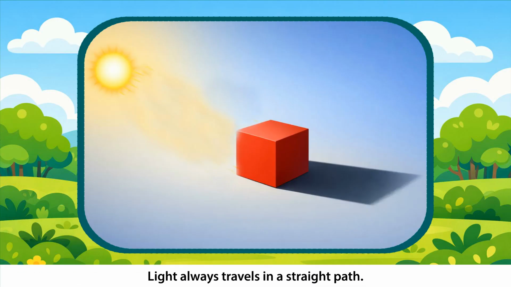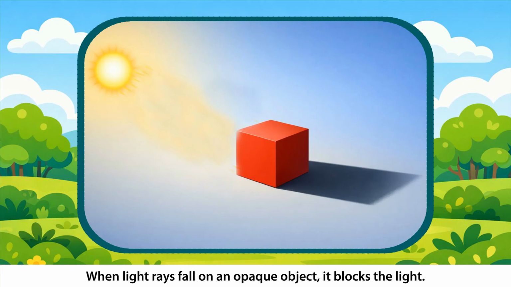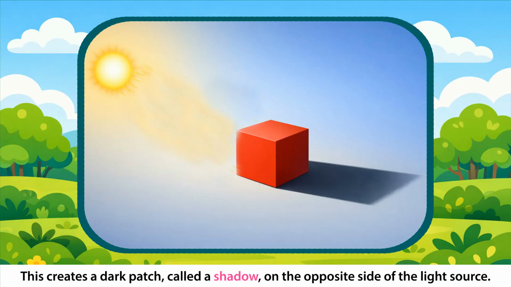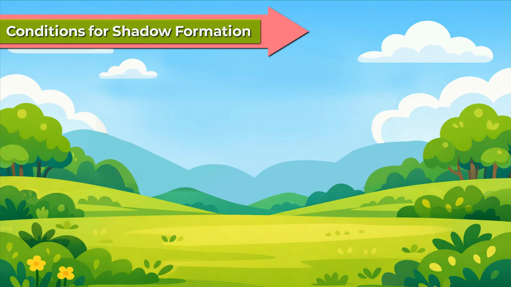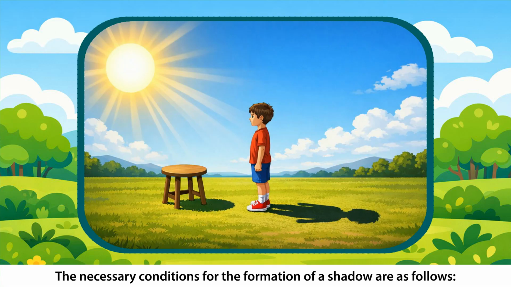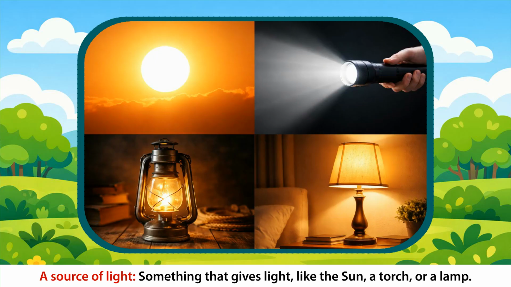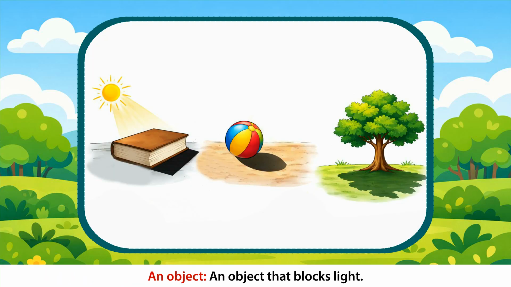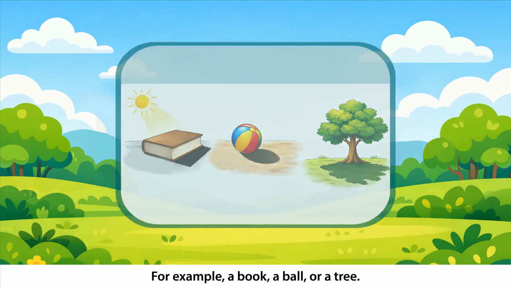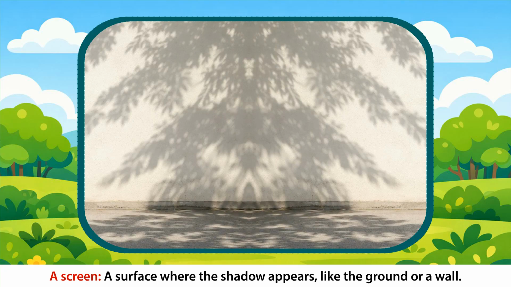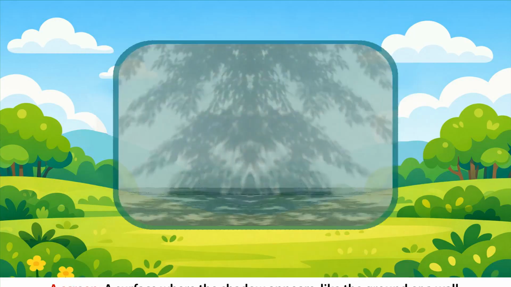Shadow. Light always travels in a straight path. When light rays fall on an opaque object, it blocks the light. This creates a dark patch called a shadow on the opposite side of the light source. Conditions for shadow formation. The necessary conditions for the formation of a shadow are as follows. A source of light. Something that gives light like the sun, a torch, or a lamp. An object. An object that blocks light. For example, a book, a ball, or a tree. A screen. A surface where the shadow appears, like the ground or a wall.